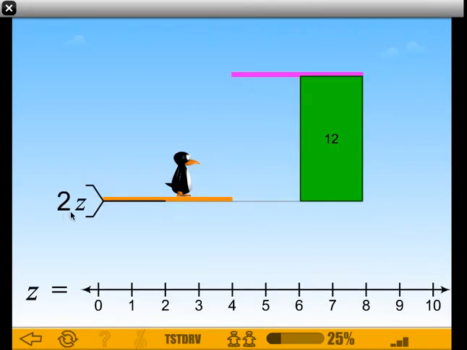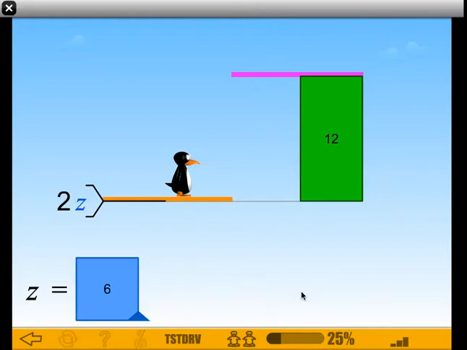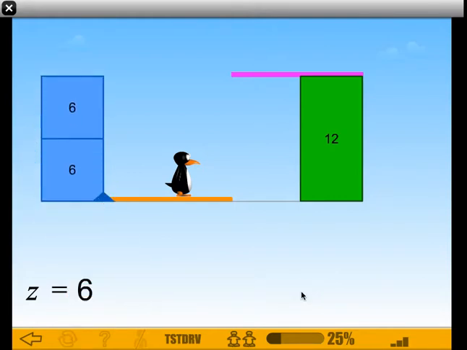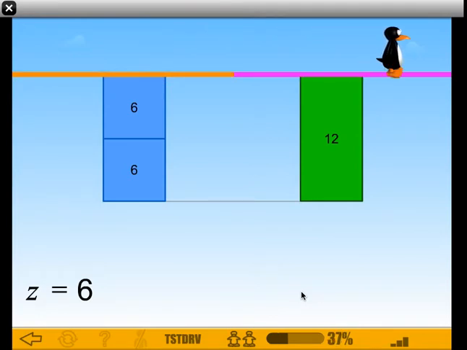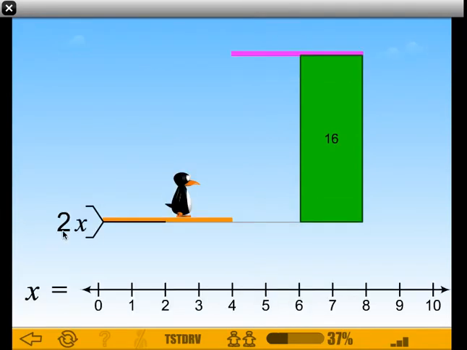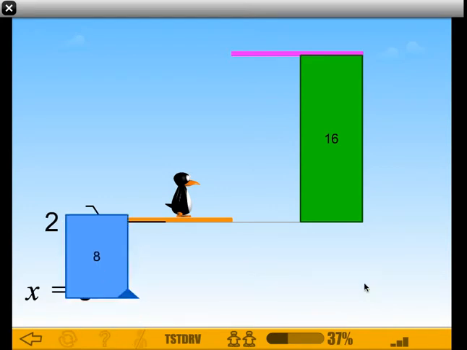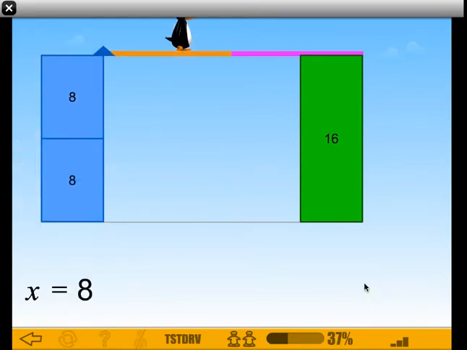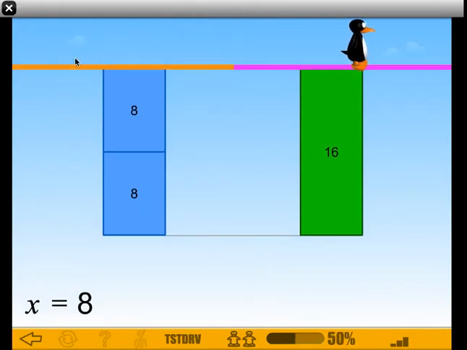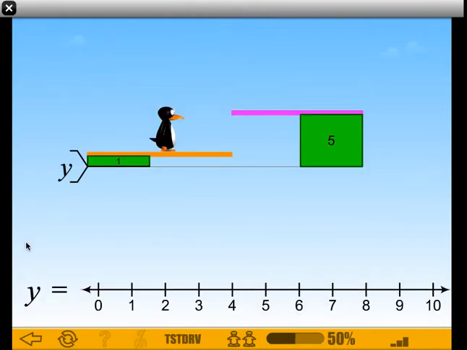Okay, now they've taken us back to multiplication. 2 times some value equals 12. So the value of z must be 6. So 2 times 6 equals 12. And we have 2 times some unknown value, x. 2 times x equals 16. Well, in this case, 2 times 8 equals 16. And that's how you solve that layer of ST Math, okay?